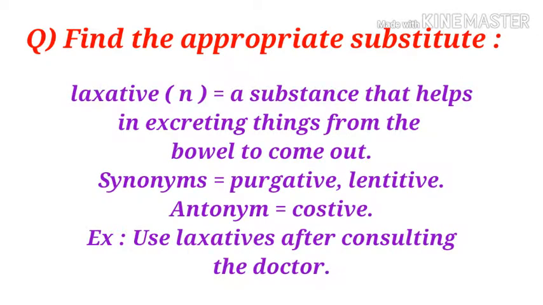Laxative means a substance that helps in excreting things from the bowel to come out. That means it helps in removing things from our stomach. That is known as a laxative. Its synonyms are purgative, lenitive, and its antonym is causative. I hope you have understood the meaning. That means we are given a substance or a medicine which helps in removing the wastes from our bowel. Okay, that is known as laxative. An example, use laxatives after consulting a physician. So this is the example. So I hope you have understood it.